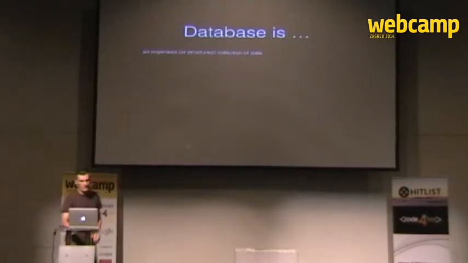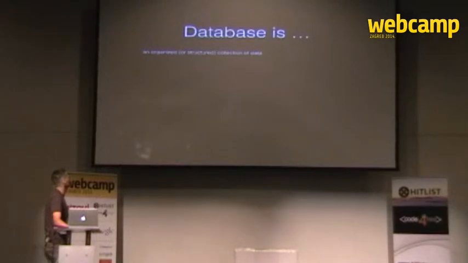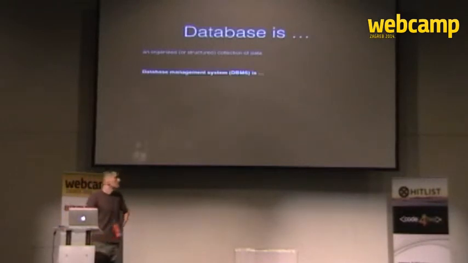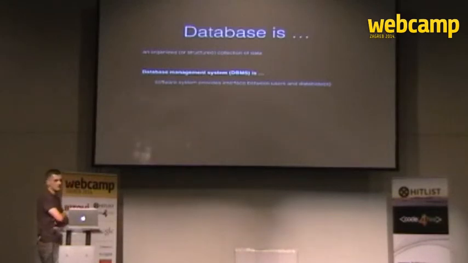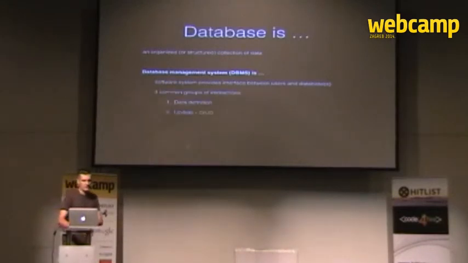So what is a database? I found on Wikipedia and I tried them. It is some kind of structured or organized collection of data. But the more important question is what is an RDBMS? A database management system is the system that provides an interface between users and databases. So there are 4 types of interactions.